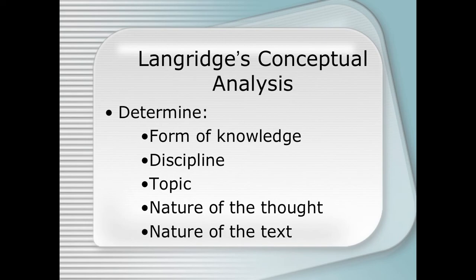He also wants you to look at the topic. So these are the sort of discrete subjects, and there may be billions of them. And then also the nature of thought. So we're looking here at point of view, culture, audience, intellectual level. And then finally, he wants you to look at nature of the text. So this is getting into the type of writing, the medium of communication, the structure.